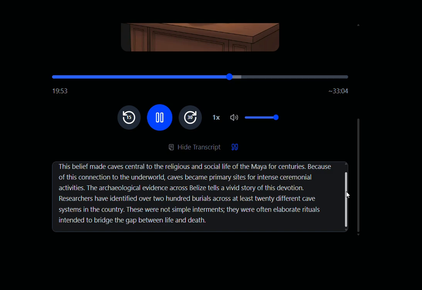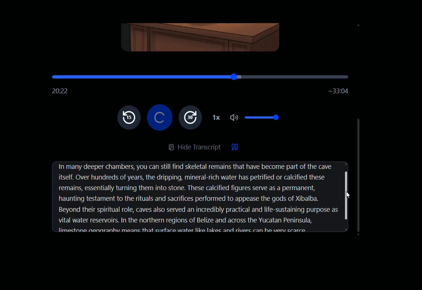This belief made caves central to the religious and social life of the Maya for centuries. Because of this connection to the underworld, caves became primary sites for intense ceremonial activities. The archaeological evidence across Belize tells a vivid story of this devotion. Researchers have identified over 200 burials across at least 20 different cave systems in the country. These were not simple interments. They were often elaborate rituals intended to bridge the gap between life and death.